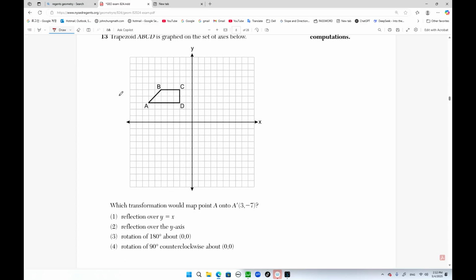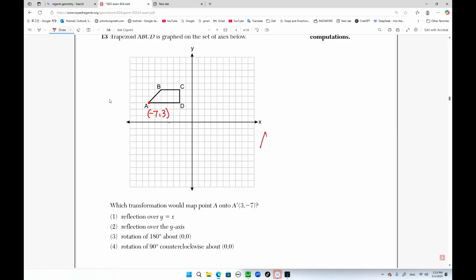A trapezoid ABC is graphed here. That's right. So which transformation would map point A onto A prime (3, -7)? This point is 1, 2, 3, 4, 5, 6, 7: (-7, 3), right? So A equals (-7, 3). Which transformation applied when you got this one, (3, -7)? Do you remember?